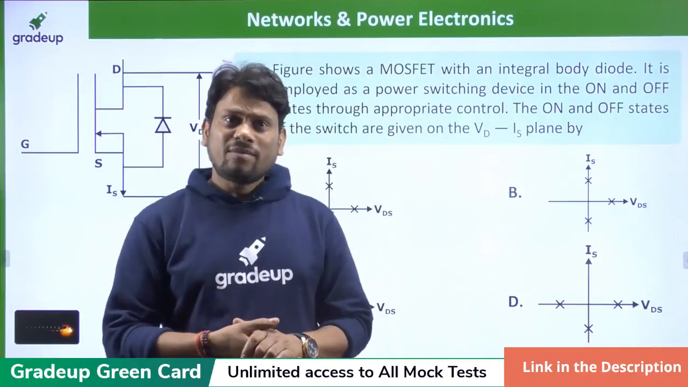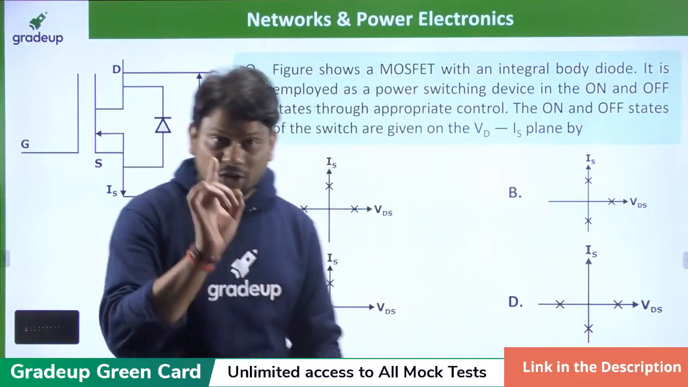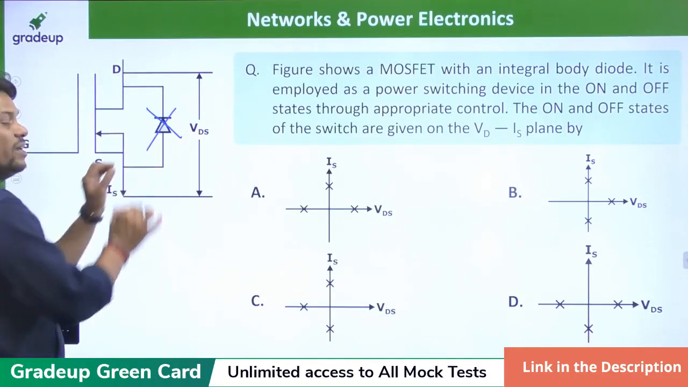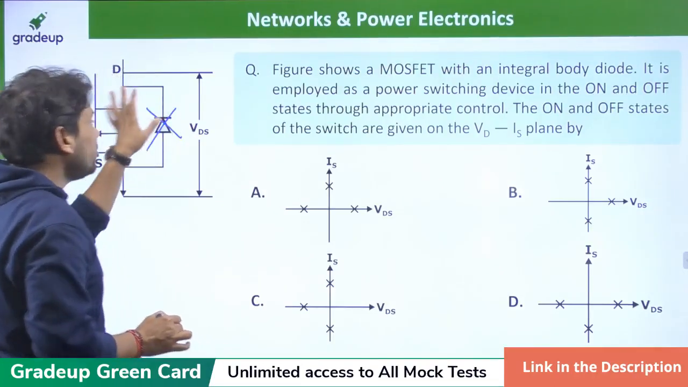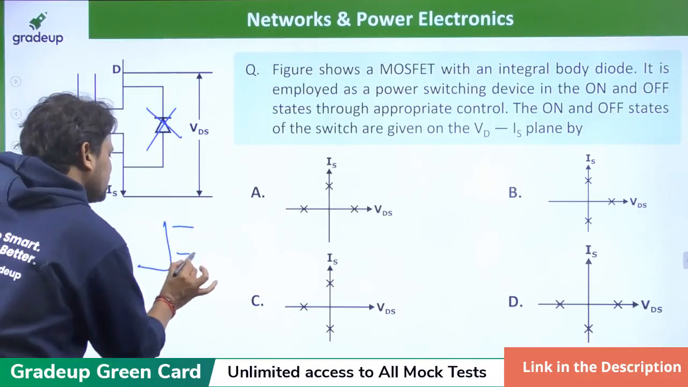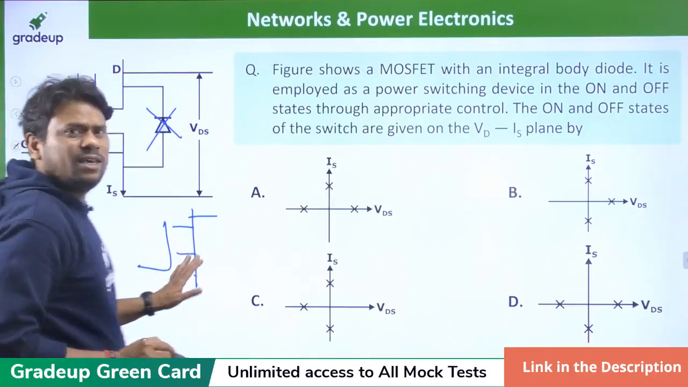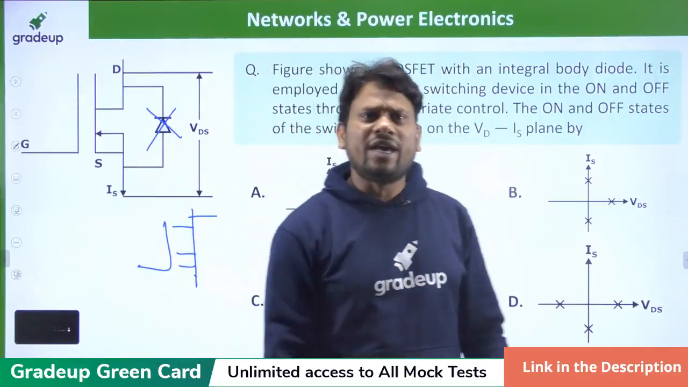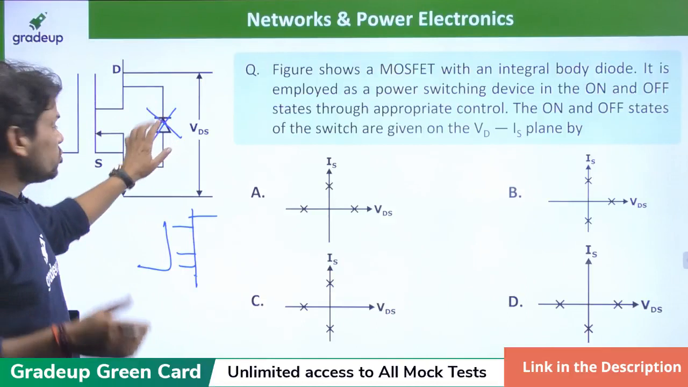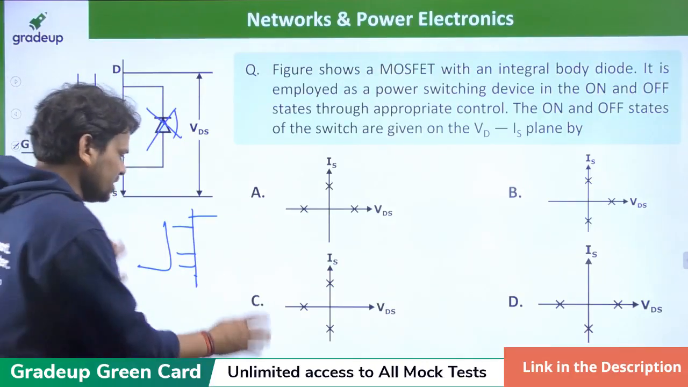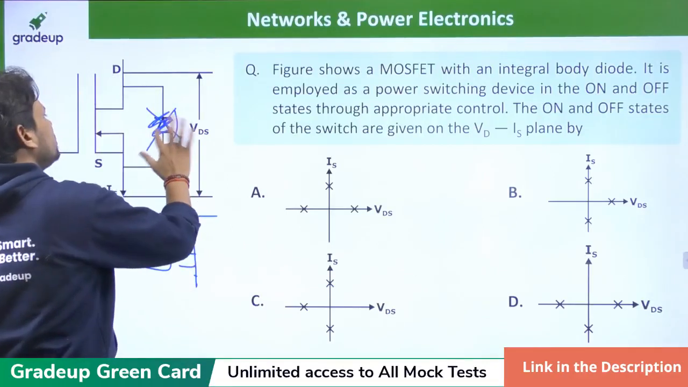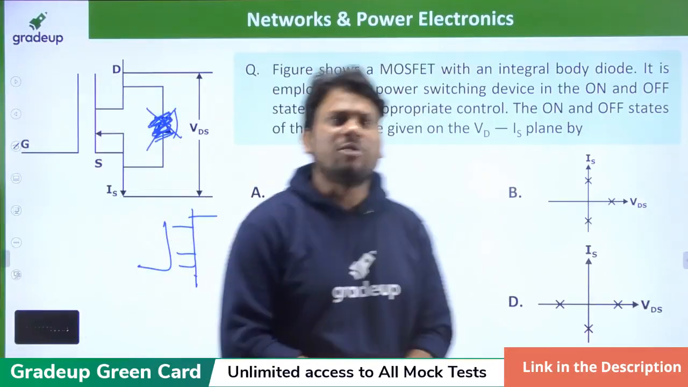Now see, dear, listen to me carefully. If I am removing this diode, so that diode is not present, and we are using that MOSFET in that fashion, same symbol, no change, then what will be the VI characteristics? I am not showing, or I don't want to show you this diode. Let us assume that the diode is absent. Now tell me what will be the VI characteristics.